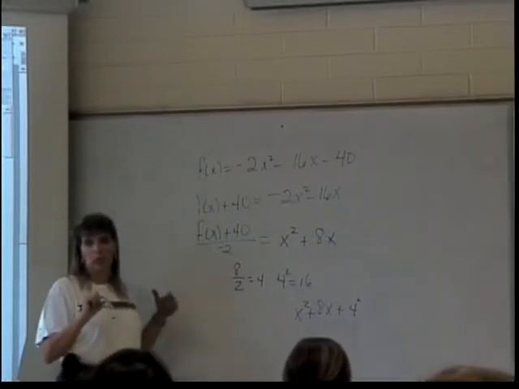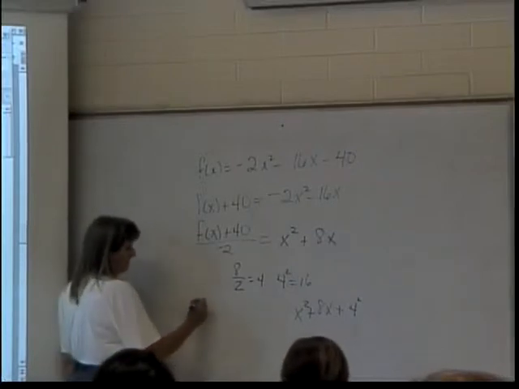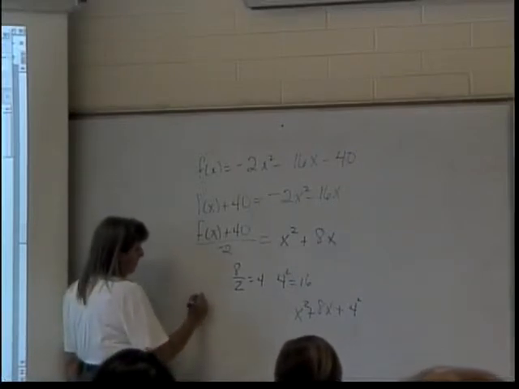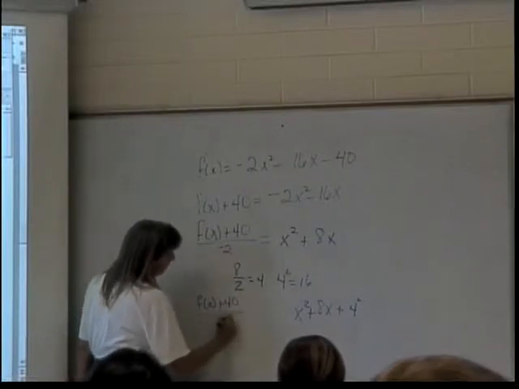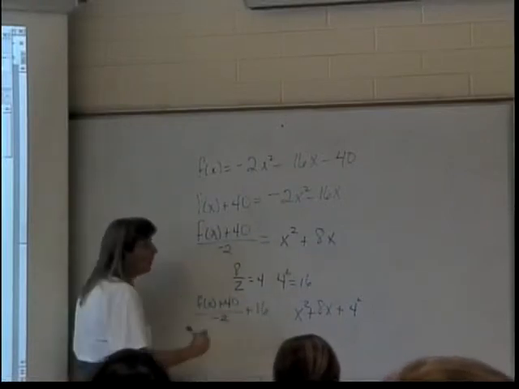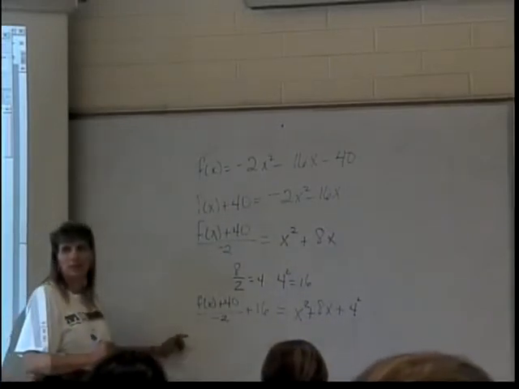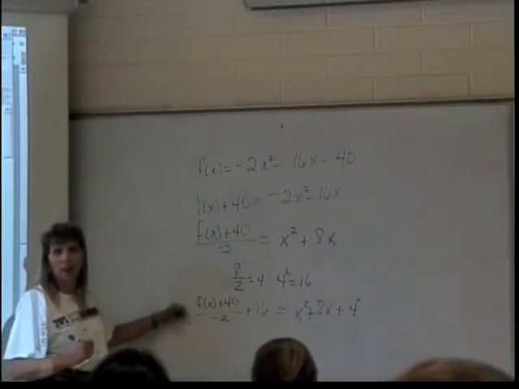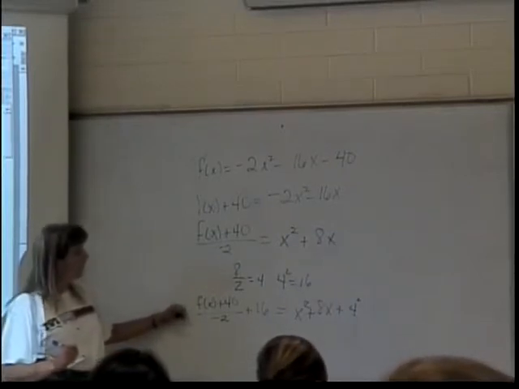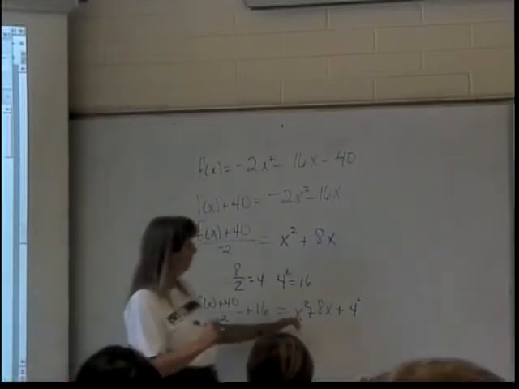That's why I haven't written the other side yet, because she didn't have me do that yet. Okay, and then to the other side, you add 16. So I'll have f of x plus 40 divided by negative 2 plus 16. And if you add it to one side in one step and add it to the other side in the second step, that's not the same. So you got to add it to both sides in the same step. All right, now what? Then you factor the right side.